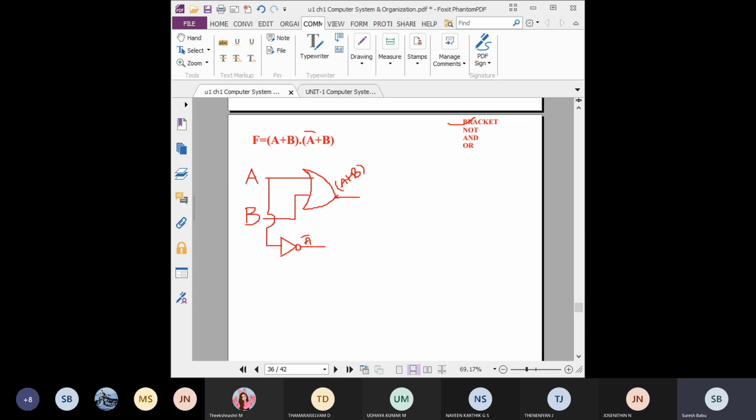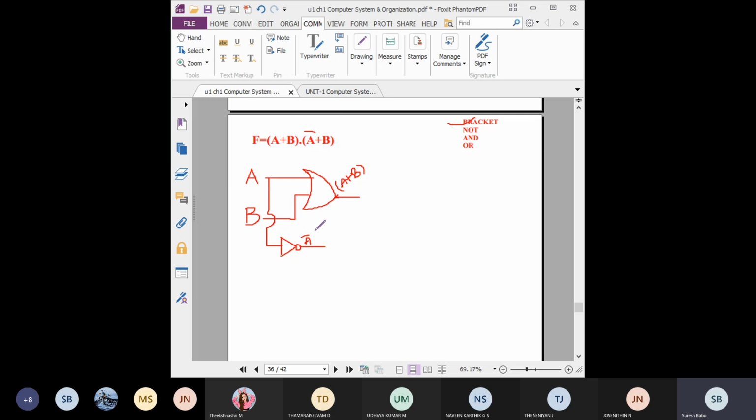Students, everyone understood? I am taking input from A and making it A bar by using the NOT gate. Students, understood or not? Yes, sir.